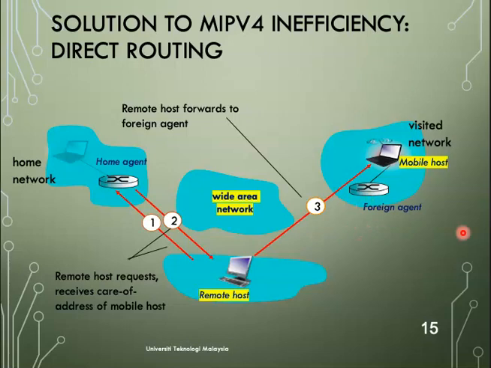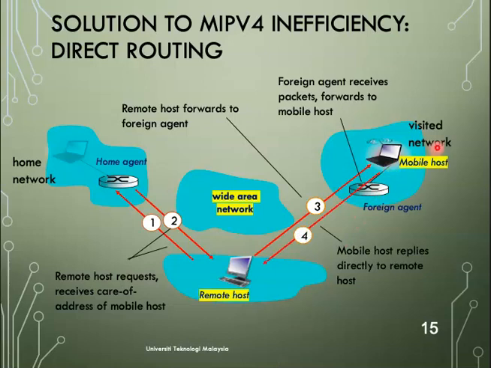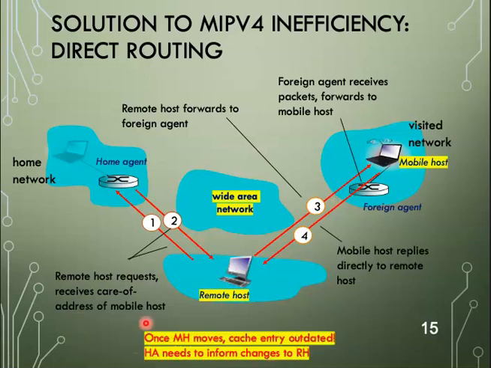Okay. However, the cache entry becomes outdated once the mobile host moves to another network, and the home agent needs to send a warning packet to the remote host to inform it of the changes. And the foreign agent receives the packet and forwards it to the mobile host. The mobile host will also reply directly to the remote host, by using this direct routing. Like I said before, once the mobile host moves, the cache entry will be outdated, and the home agent needs to inform the remote host of the changes.